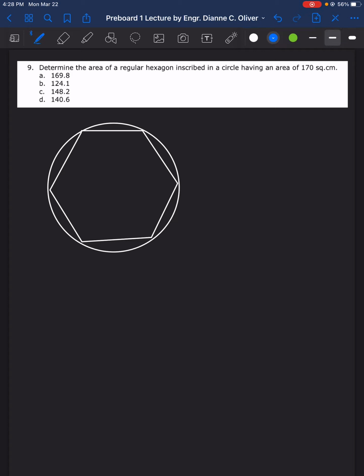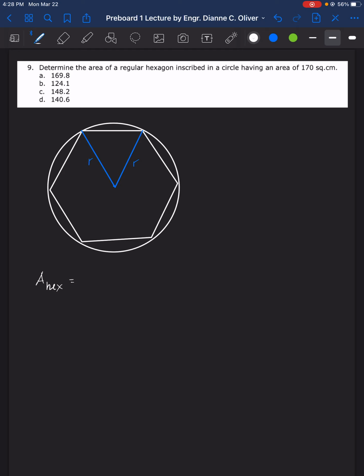When we say regular hexagon, meaning it has equal sides. Then we have here from the center, since the regular hexagon is inscribed. When we say inscribed in a circle, it is inside a circle. So it means the radius of the circle here is equal. Then what we're looking for is the area of the regular hexagon.